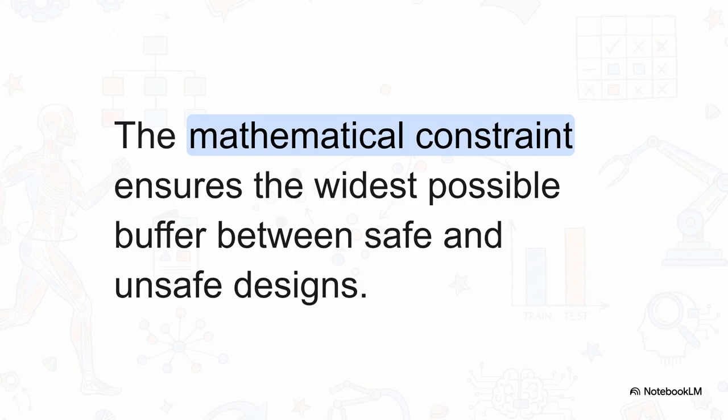This is the mathematical constraint that forces that optimization. It essentially dictates a strict penalty for any data points that cross over into our safety margin. By mathematically enforcing this, we guarantee that the algorithm creates the widest possible buffer between a splint design that will hold and one that's going to fracture.